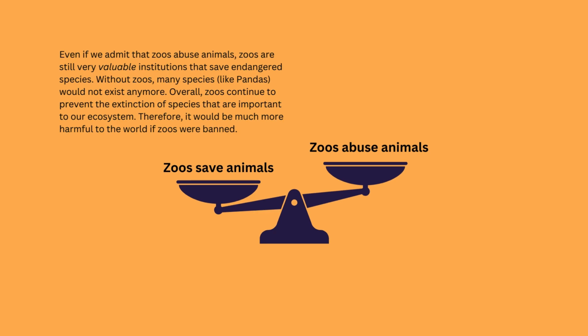Here's an example. Even if we admit that zoos abuse animals, zoos are still very valuable institutions that save endangered species. Without zoos, many species like pandas would not exist anymore. Overall, then, zoos continue to prevent the extinction of species that are important to our ecosystem. Therefore, it would be much more harmful to the world if zoos were banned. With this paragraph, I've shown how zoos technically save more animals than they hurt.